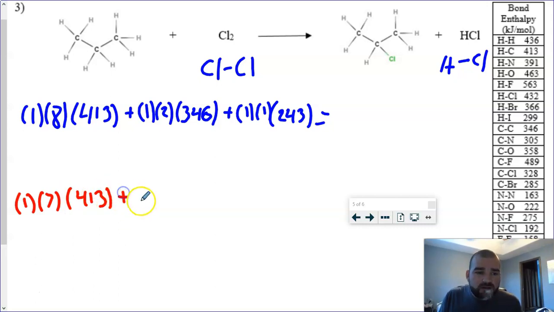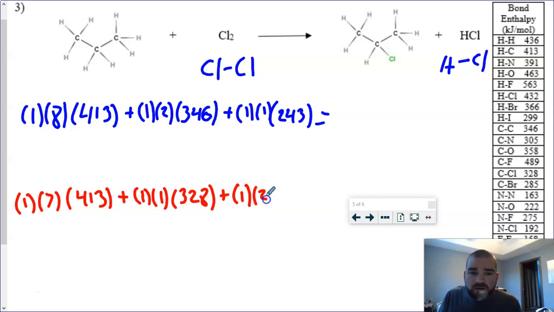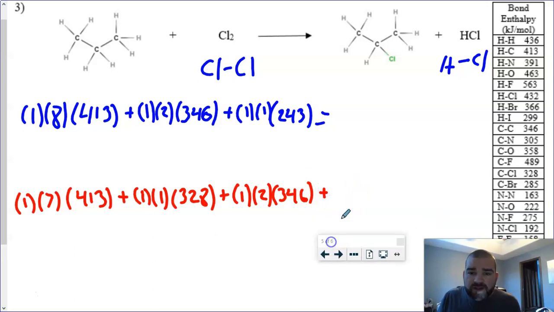I have plus 1 carbon-chlorine bond in there. Coefficient is 1. One of those, carbon-chlorine, about a third of the way down, 328. Plus, I have carbon-carbon bonds still. Coefficient is 1. 2 of those bonds, and it's 346, same as earlier as well. Okay, I have another product. I have HCl. Coefficient is 1. One of those bonds in that molecule multiplied by HCl, which is 432. And I have my product set up.